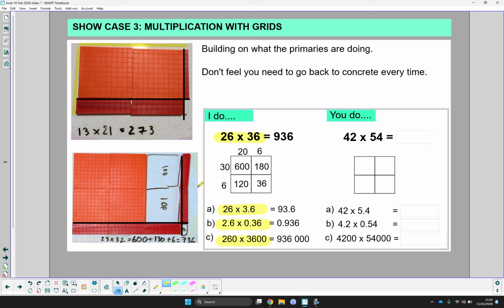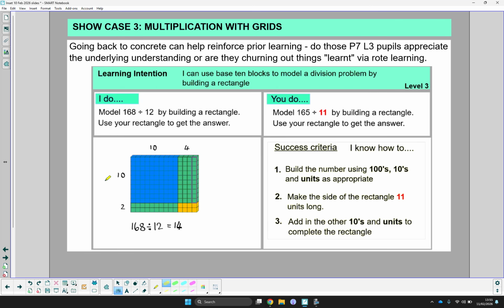The digits will end up in different place value columns. And we find the pupils, if they've done work with the physical, the pictorial approach really takes off. And we do sometimes go back to the concrete materials. We quite like doing some division with them. It keeps those primary 7 level 3 pupils on their toes.